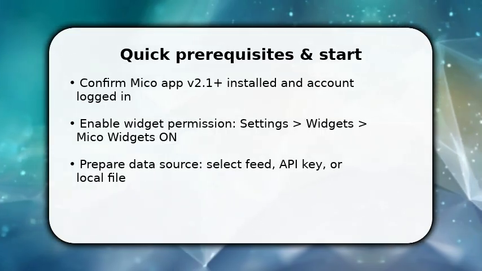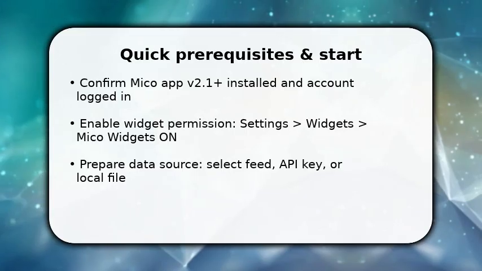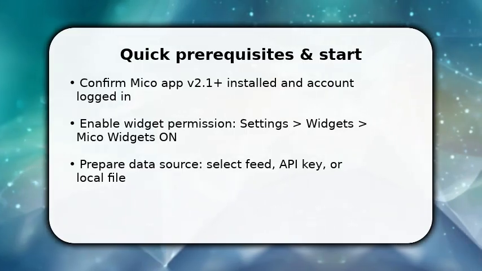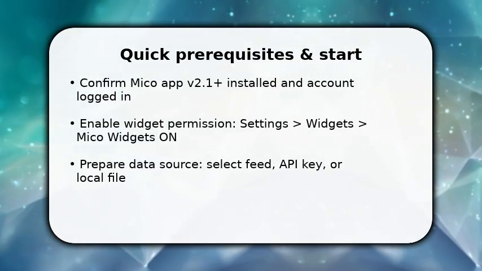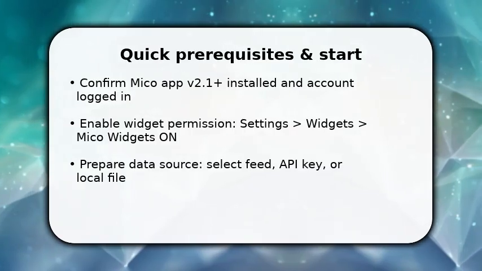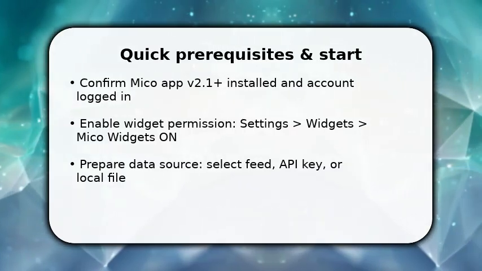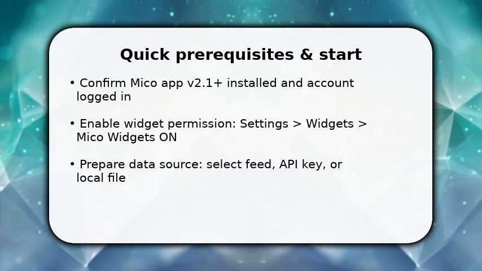Then pick the data source, an API key, local CSV, or Mico feed, because the widget pulls live content. Now add a new widget slot and choose the size. That's your starting point to configure behavior and layout.